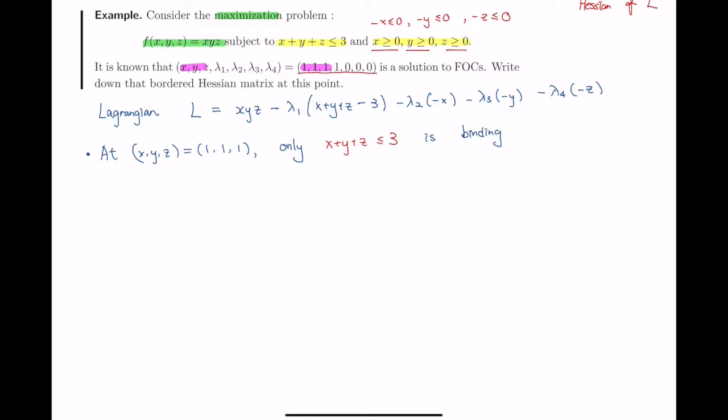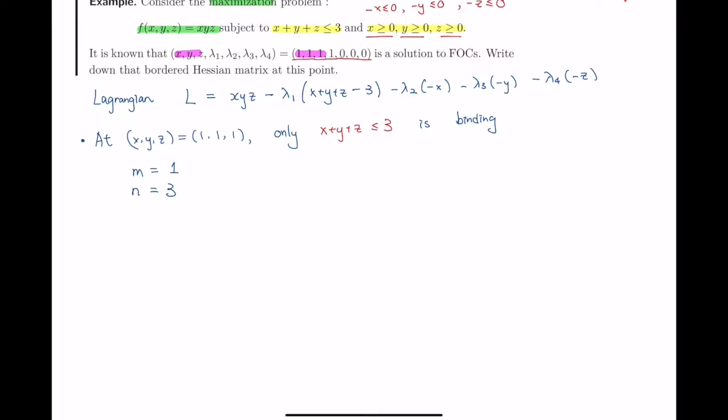Therefore, in this case, M is the number of equality constraints and binding inequality constraints. But because I have no equality constraint, and only one inequality constraint that's binding, M is 1. And N is the number of variables of my objective function, so 3. So the bordered Hessian matrix is a 4x4 matrix.